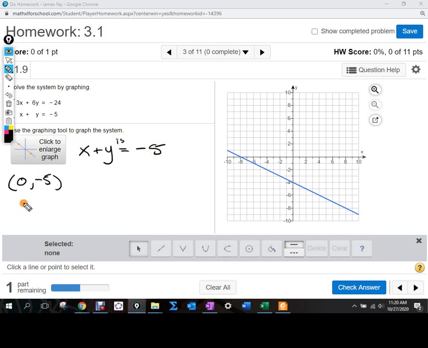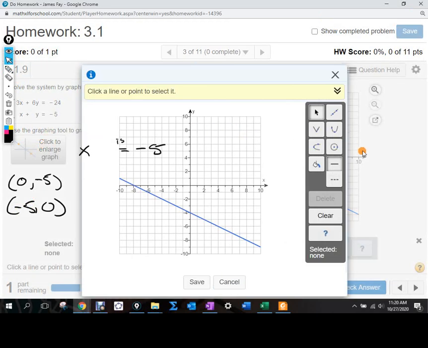So now, when I do the other one, I'm going to let Y equal 0. So if Y is 0, so I plug in 0 right there, it vanishes. And now what are you left with? X equals negative 5, right? So now we should be able to plot those two. 0, negative 5, and negative 5, 0.